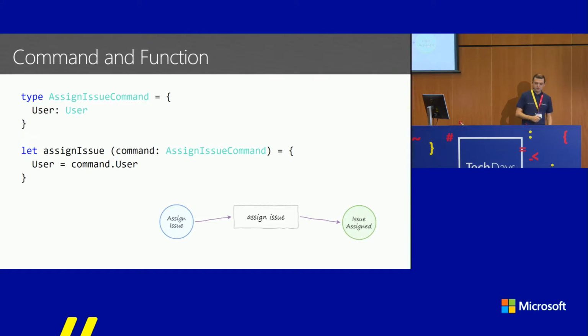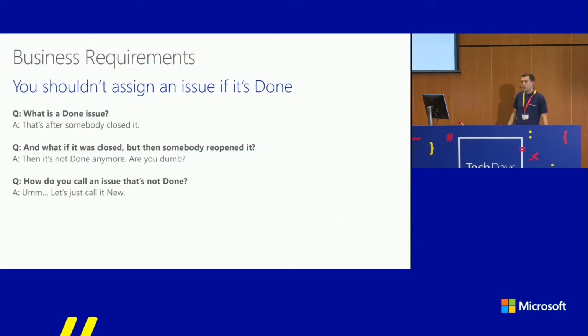Then we might start the same way we did last time and do a simple function which just copies a property from command to event. But then actually the domain expert comes in and says, that's not how it works, because if issue is already closed, it's done, then I don't want to assign it to anyone. So somebody can probably send a command to our API, but it might fail. It's not a valid transition. When issue is done, we should not be able to assign it.